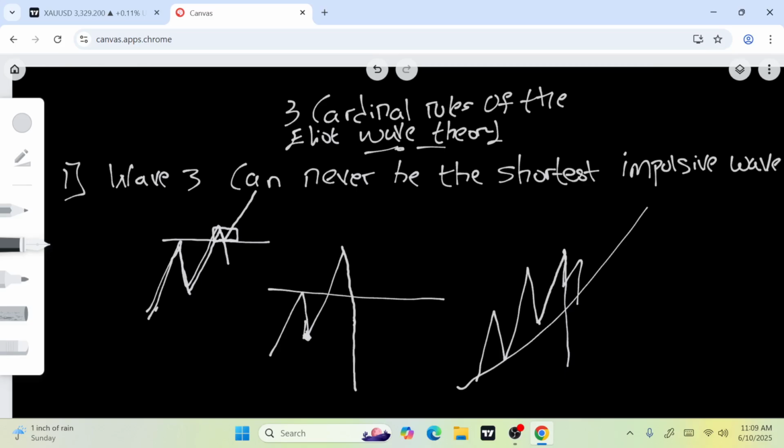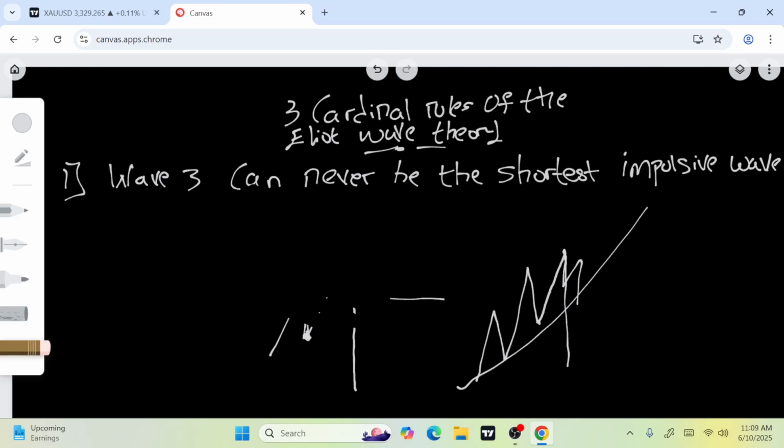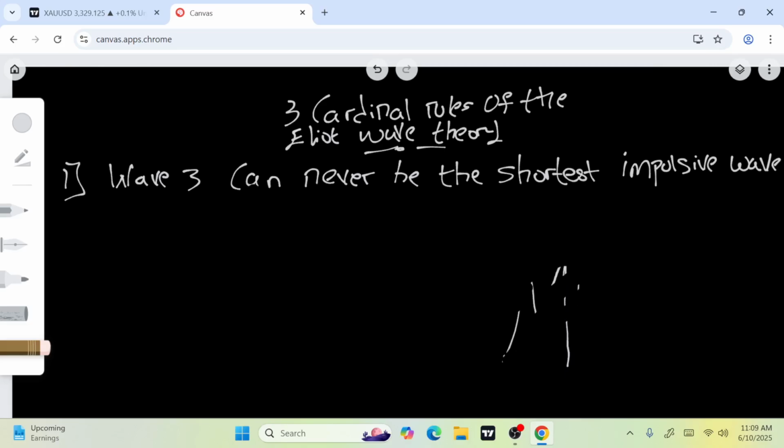Because you are using this as what? As an analysis, not for your execution. You are adding it together with other confluences. So what is the first rule? Wave 3 can never be the what? That is the first rule.